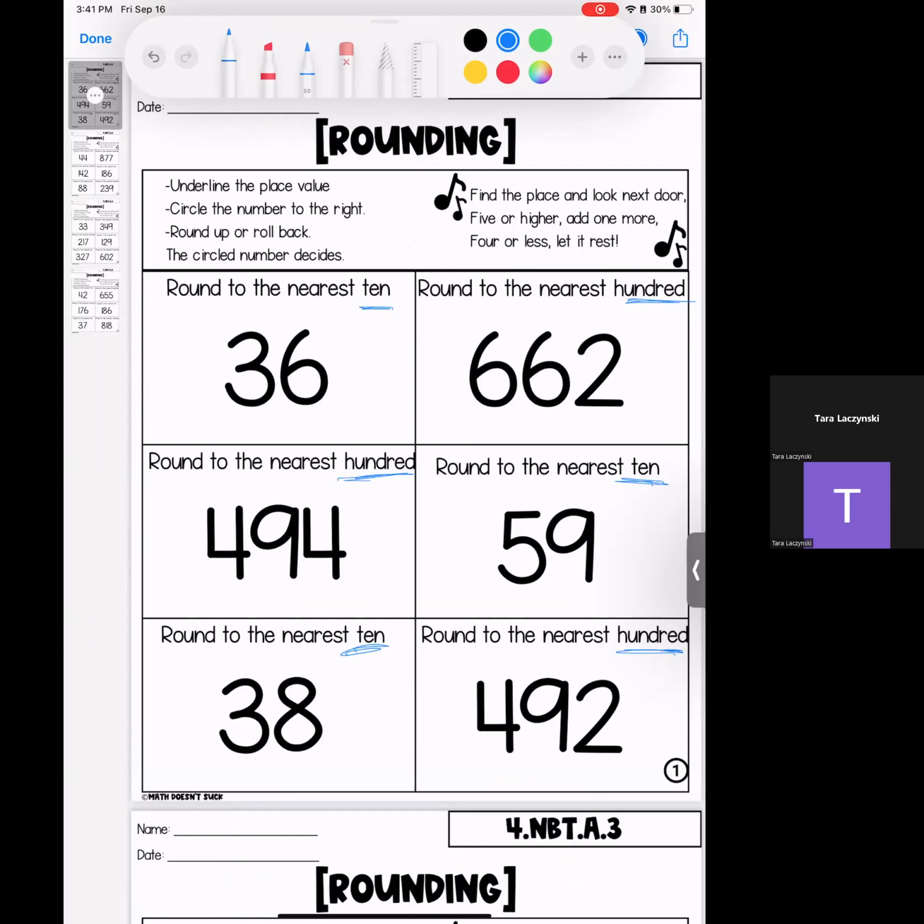Some quick reminders when we're going through the steps. Number 1, we are going to underline the place value. That helps to focus our brain, to make some really strong connections, to know what we're looking at. We're going to circle the number to the right. Remember, that's the boss. That tells us whether we need to round up or roll back.